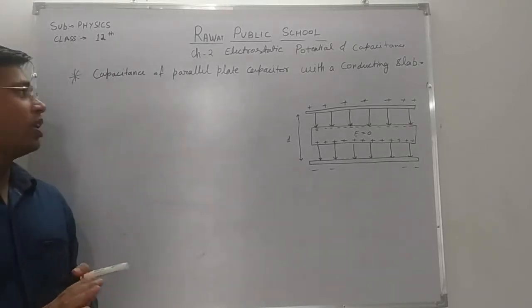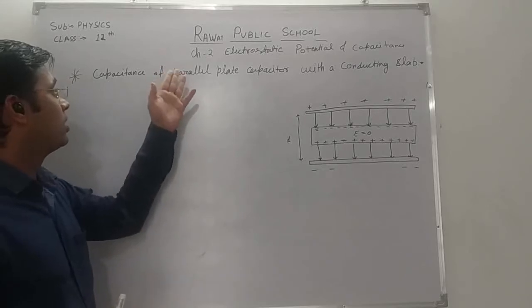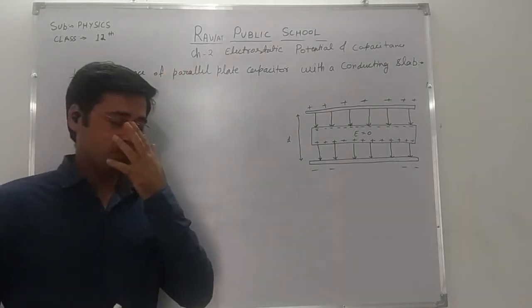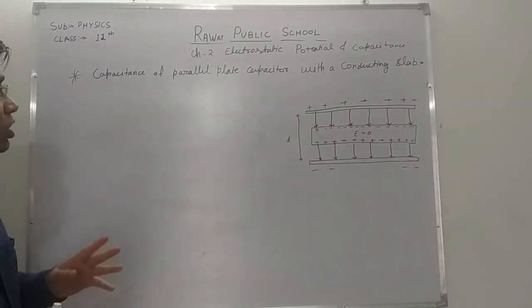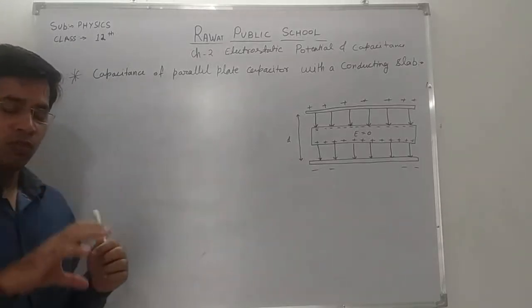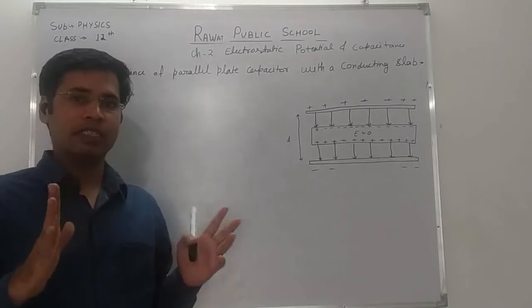Now, today we will discuss chapter number 2, electrostatics, potential and capacitance. The topic is capacitance of a parallel plate capacitor with a conducting slab inside it.